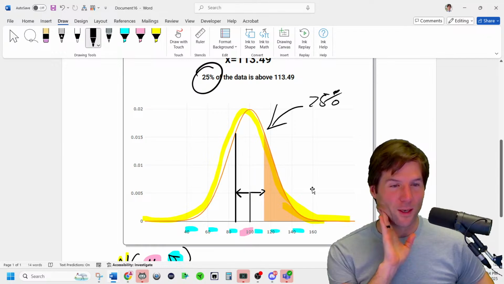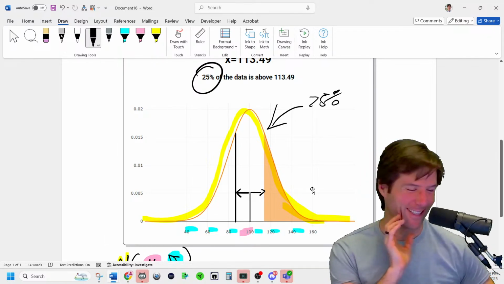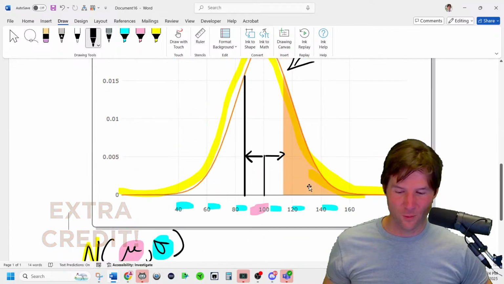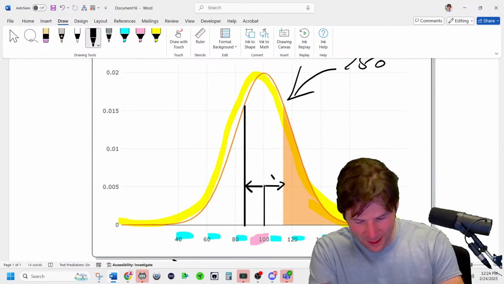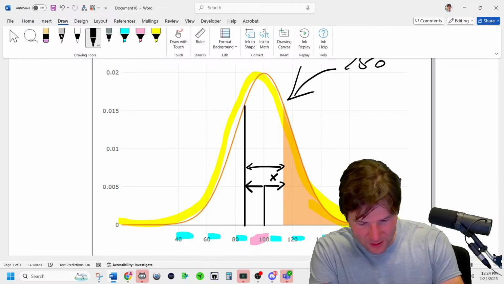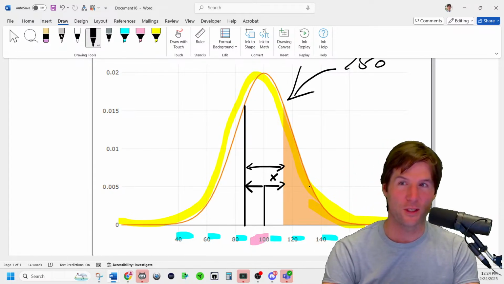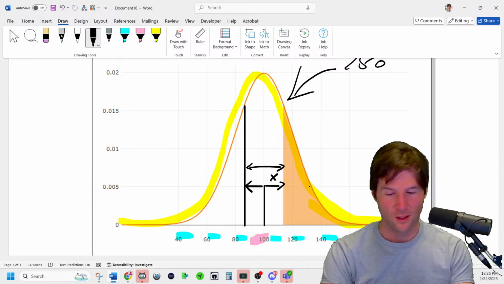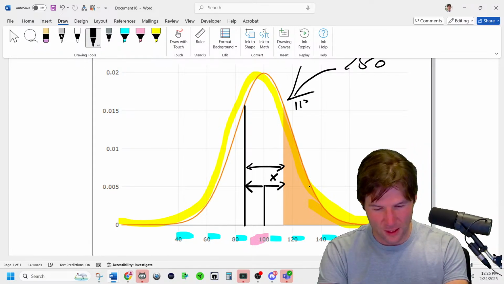So, if you think of one of these distances as x, the total distance here is what? If one of those distances is x, what's the total distance? And this is at 13.49.